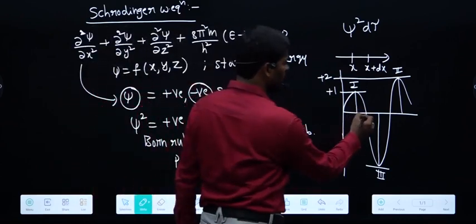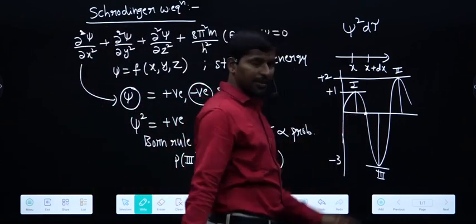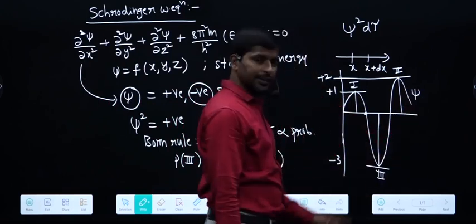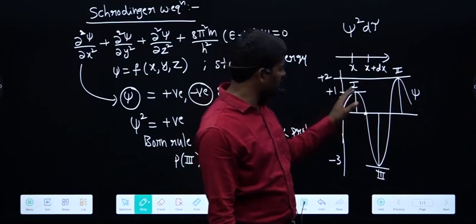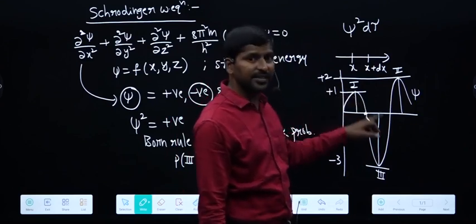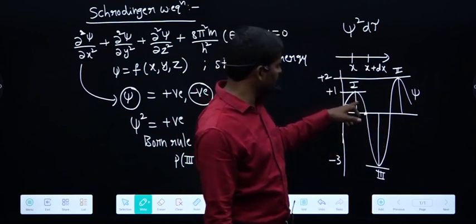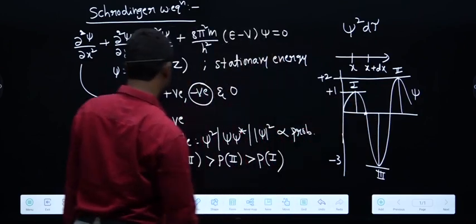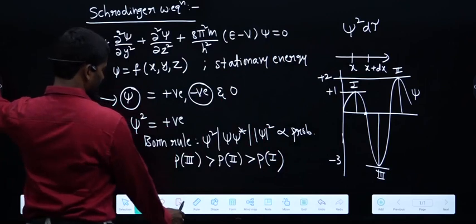And this is called a nodal point. The wave function becomes 0 at this point, that is called a nodal point. Or the nodal point is the one where the wave function changes its sign. Here the wave function changes from positive values to negative values, that is called a nodal point. So this is the Schrodinger wave equation.